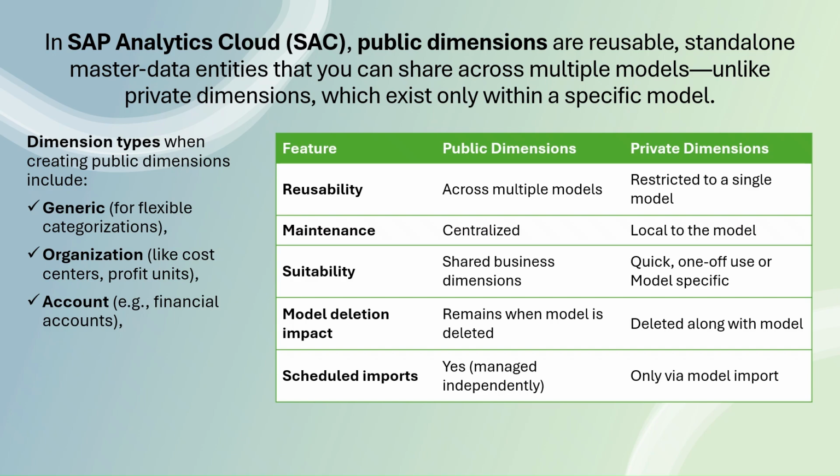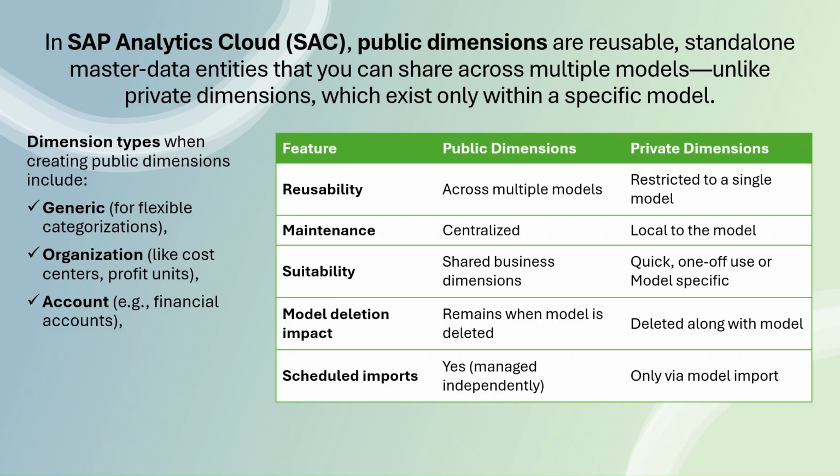The same referential integrity will be applied to public dimensions. Suppose you created a public dimension and you are using it in different models, and if you try to delete that public dimension, SAC won't allow it because it is being used in different models.